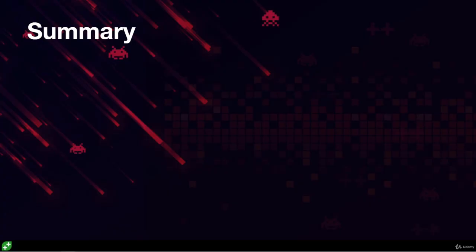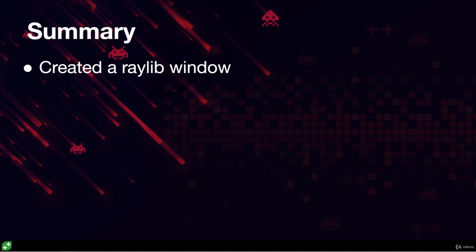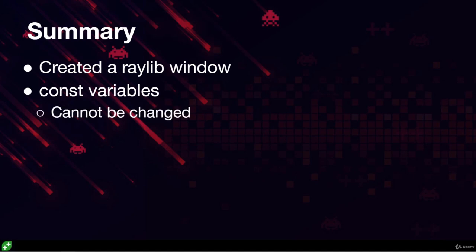Okay, so in summary, we've created a Raylib window, which is nothing new. We've done that in our previous projects. Only this time, I've introduced you to a new concept called const. And we learned that const variables cannot be changed throughout the duration of the program, and that if we don't plan on changing a variable, it's typically considered const correctness if we mark it as const, and that way we'll get a compiler error if we attempt to change it illegally.